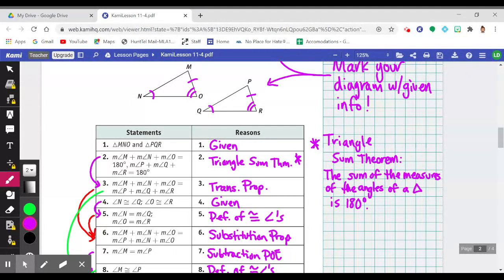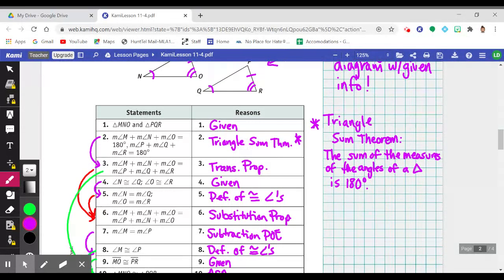So we have these three angles that add to equal 180 degrees from triangle MNO, and then we have these three angles that add to equal 180 degrees from this triangle PQR. And so why did we claim, or even bring to attention, that all three of those angles from each triangle add to equal 180 degrees? Well, if these three angles, MNO, add to equal 180 degrees, and these three angles also add to equal 180 degrees, they both equal the same thing.